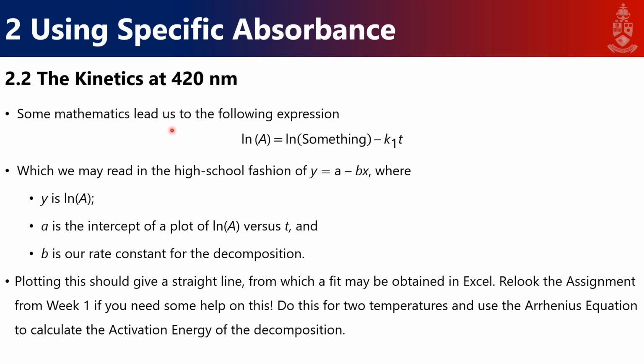Then the kinetics at 420 nanometers. Then I say some mathematics, meaning the practical manual, you can read that on your own, gets at some stage to an expression of ln A is equal to ln of some expression, there's an L and an epsilon and a concentration of some species, minus k1t. And of course, we all went to grade 2, so we know that y equals a minus bx, which is the same form as here, is a straight line. Only now y is ln A, a is our intercept, which is the ln of something, and then b is our rate constant. And of course, x is t, but you know, you can swap things.